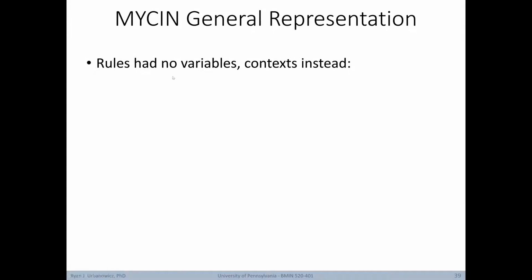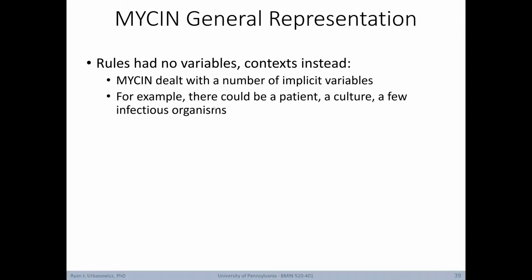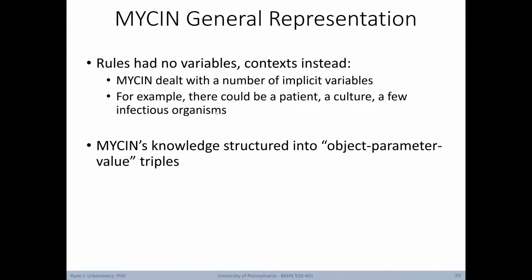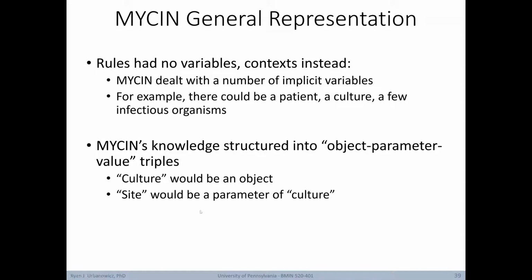First off, the rules have no variables, but apply contexts instead. So in other words, MYCIN dealt with a number of implicit variables. For example, there could be a patient, a culture, and a few infectious organisms. Thus, MYCIN's knowledge is structured into object, parameter, value triples. So for example, culture could be an object, site might be a parameter of culture, and a possible value of this parameter would be blood.